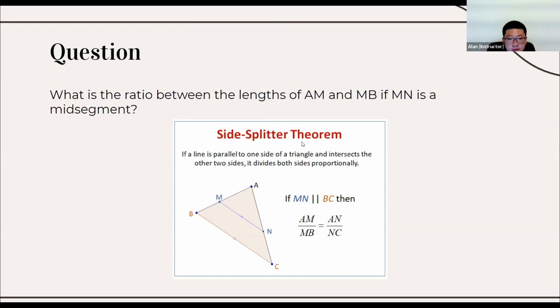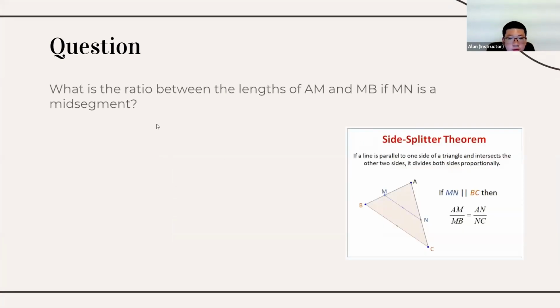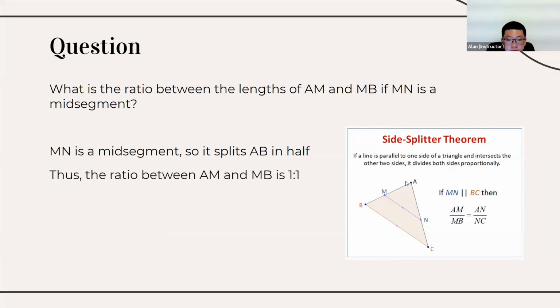Alright, it's been enough time, so I'm going to go over the answer now. You know that based on the definition, MN is a midsegment, so it splits AB in half. And so AM is equal to MB. So the ratio between AM and MB is going to be 1-to-1.